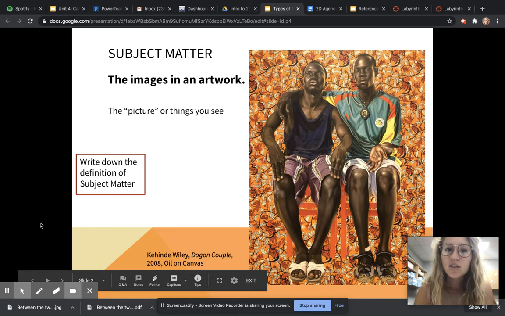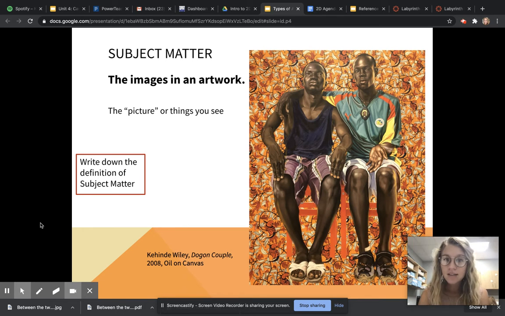The thing that really determines what the type of art is going to be is the subject matter. Subject matter is the images in the artwork. So, this is the picture or the things that you're actually seeing. For example, in this artwork here, the subject matter are going to be the people that are sitting in this painting. This is by Kehinde Wiley, who is famous for doing the President Obama portrait that actually hangs in the National Portrait Gallery.